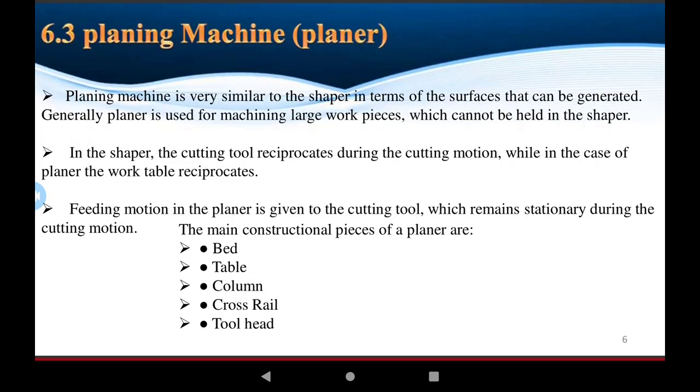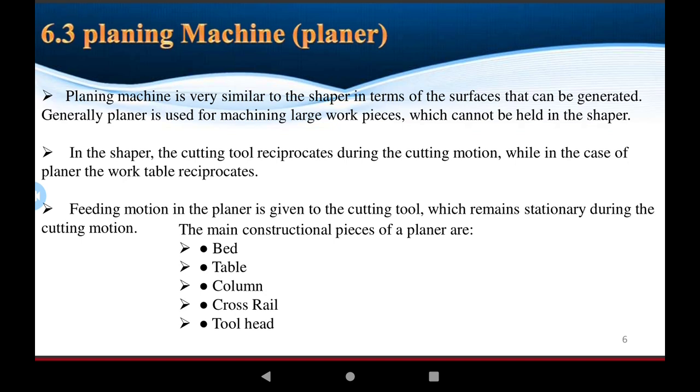Suppose the planer machine is very similar to the shaper in terms of the surface that can be generated. Generally, a planer is used for machining large workpieces which cannot be held in the shaper machine. This machine is very similar in work to the planer and shaper machines, and it is also a single point cutting tool machine, performing one operation at a time.